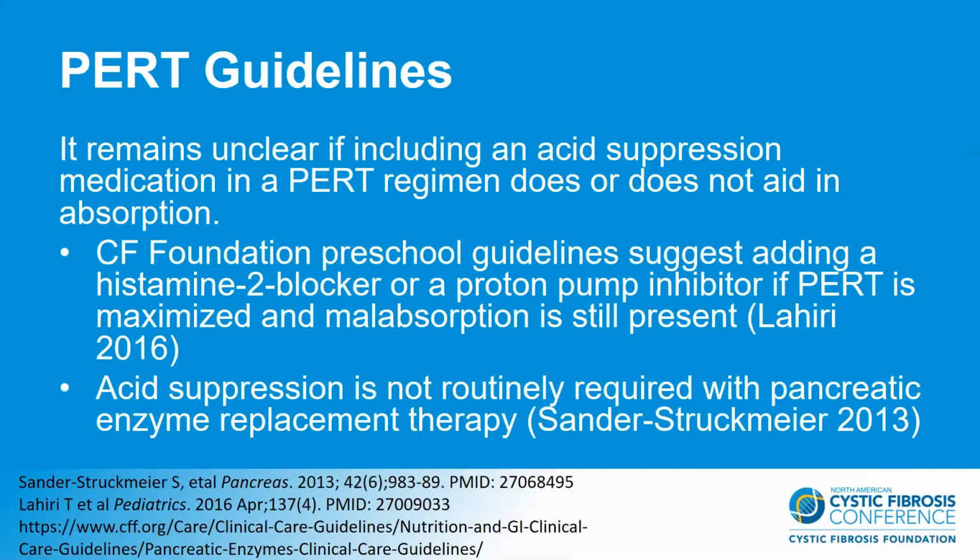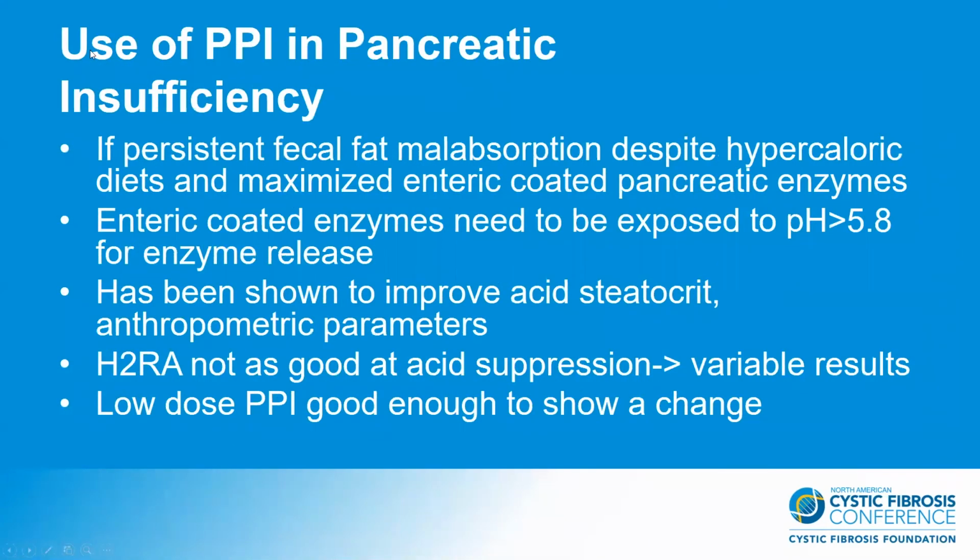So based on these studies, the pancreatic enzyme replacement therapy guidelines are somewhat unclear on whether an acid suppressive medication is necessary to aid in absorption. Some guidelines suggest that you could add an H2 receptor blocker or a PPI if pancreatic enzyme replacement therapy is maximized and malabsorption is still present. Some other ones suggest that acid suppression is not routinely required with pancreatic enzyme replacement therapy, but some patients may still benefit. So what do I recommend in terms of the use of PPI in pancreatic insufficiency?